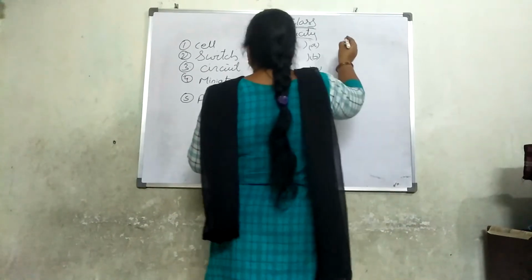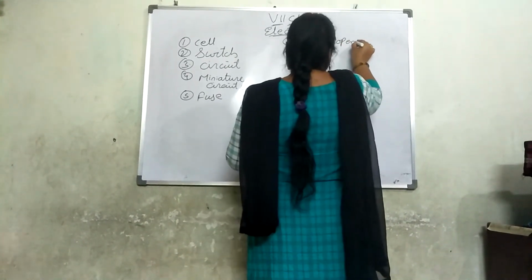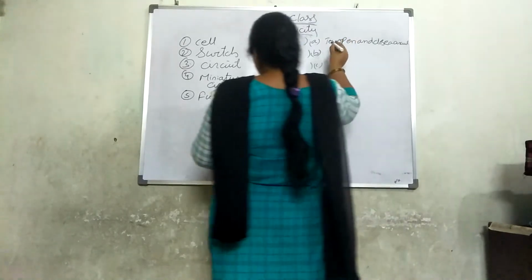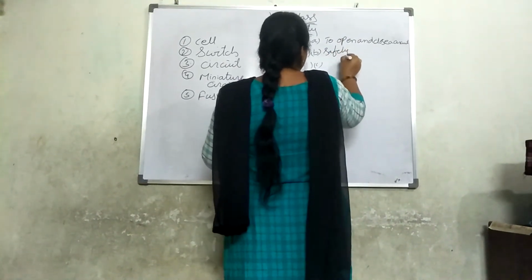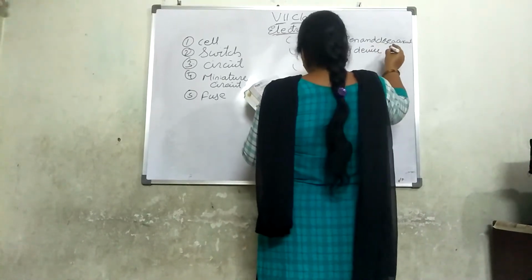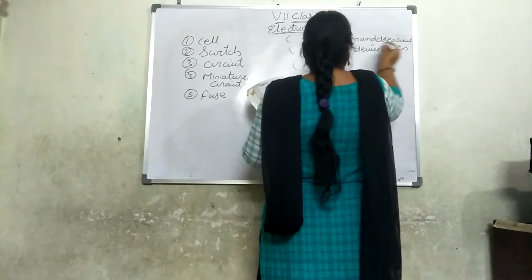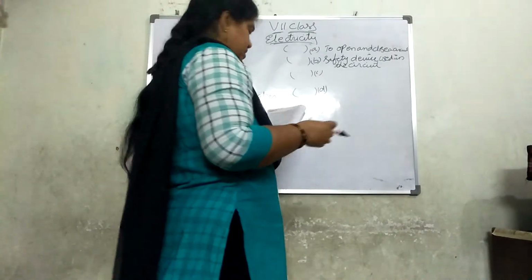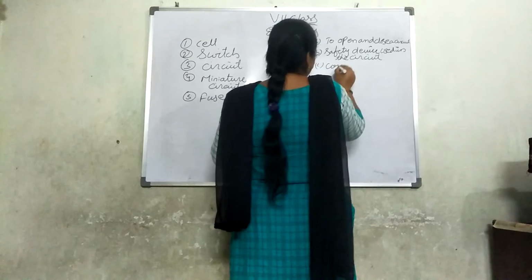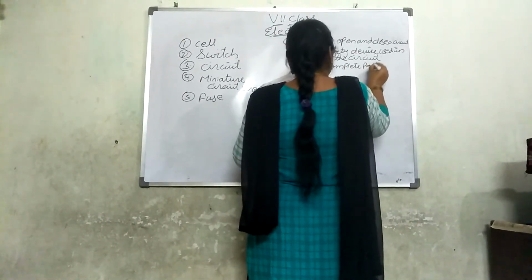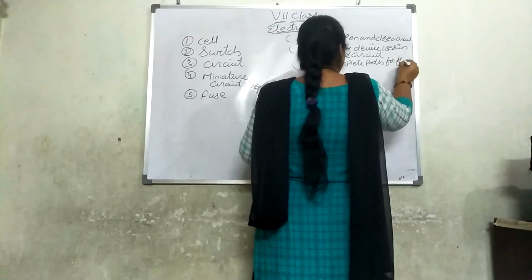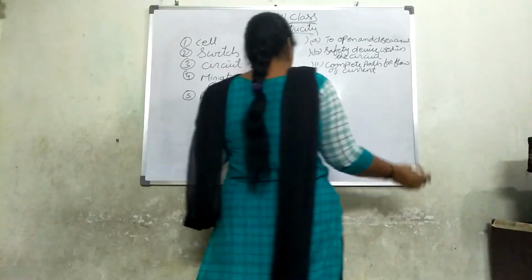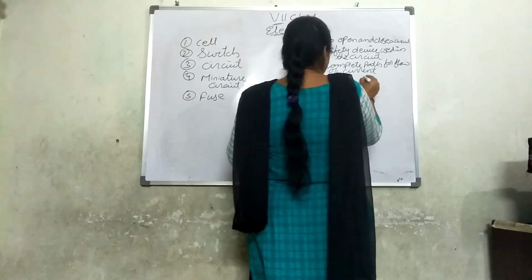Now what is A? To open and close a circuit. Okay, second one, safety device used in the circuit. Third one, complete path for flow of current. Fifth one is reset by hand.